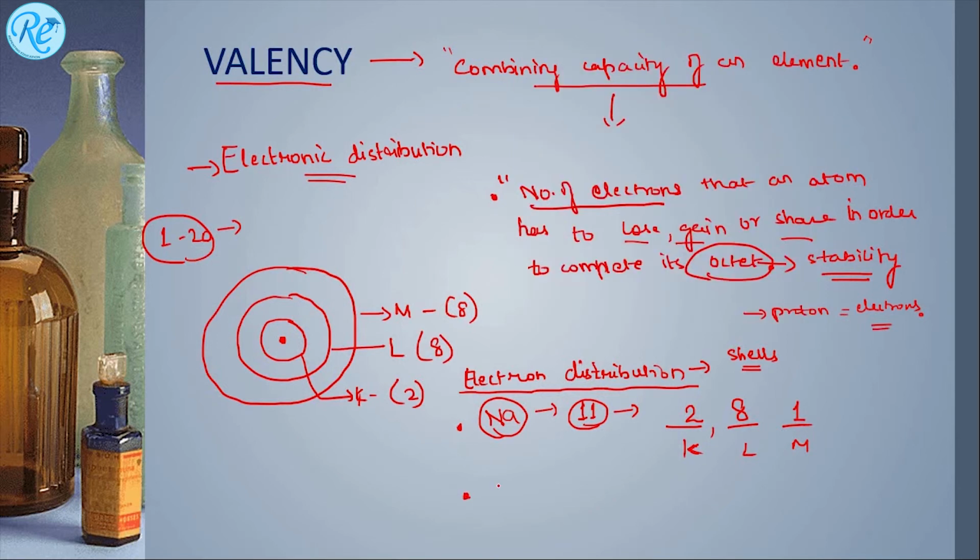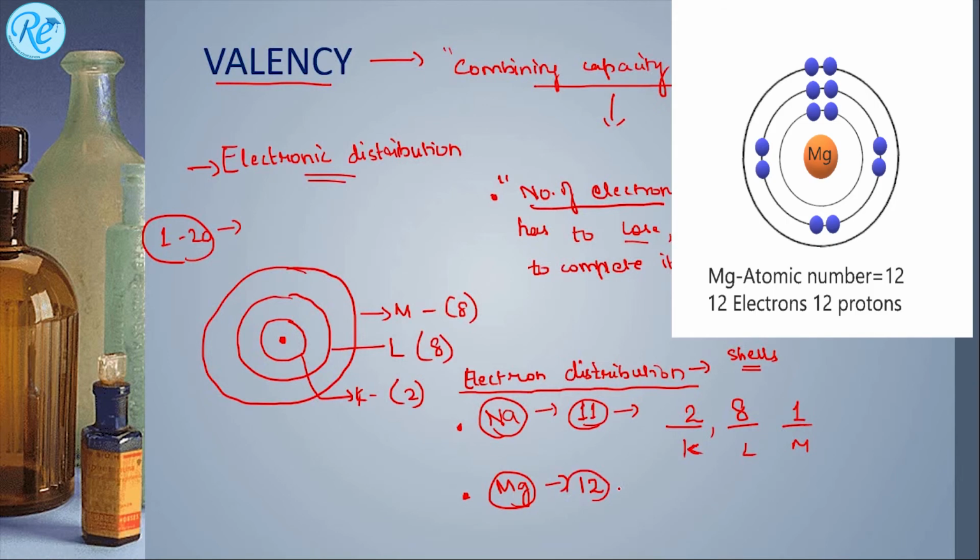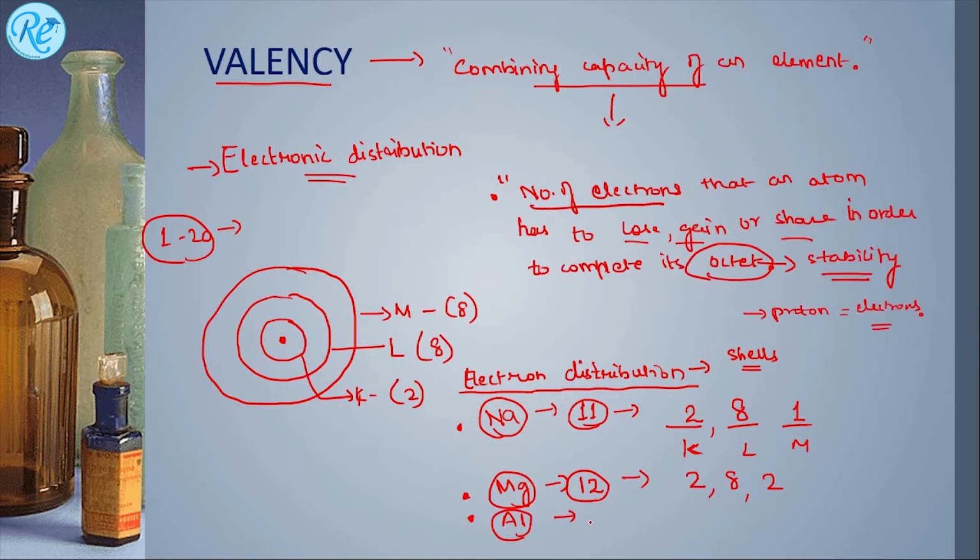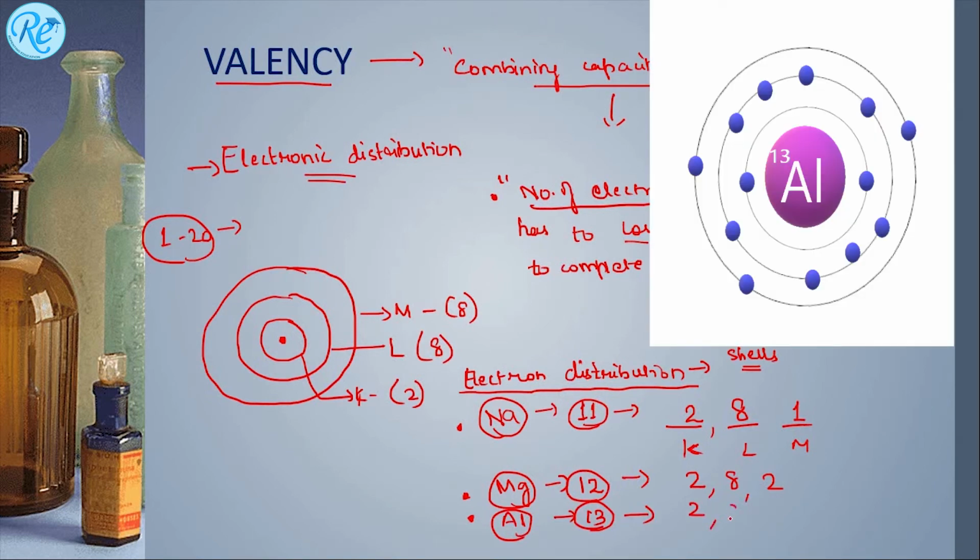If I ask you to write the electron distribution for magnesium, of course, you'll have to know its atomic number, which is 12. Now you can easily write 2, 8, 2. This is how you have to practice. I'll ask you to write for aluminium. You'll have to know its atomic number, that is 13, and then you can easily write the electronic distribution.